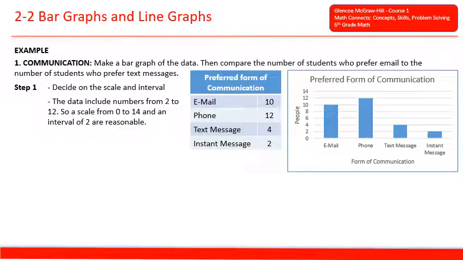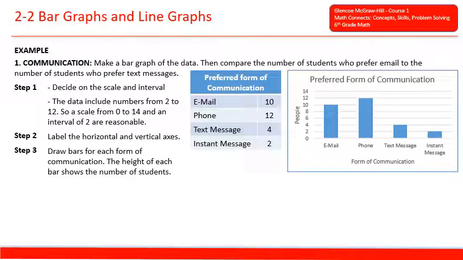And then step 2, label the horizontal and vertical axis. So that's what I just talked about, people and form of communication. Step 3, draw bars for each form of communication. The height of each bar shows the number of students. So we're going to do these together in Google Classroom. There's a worksheet, and it's blank.